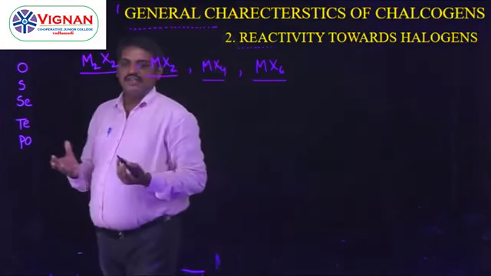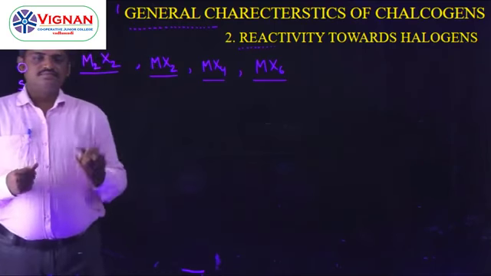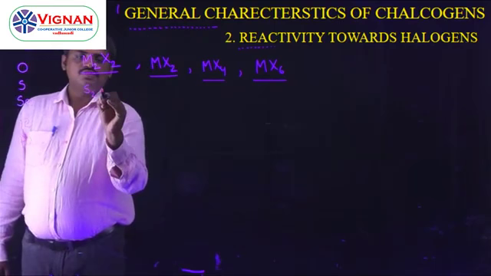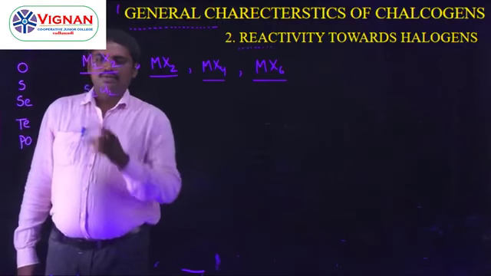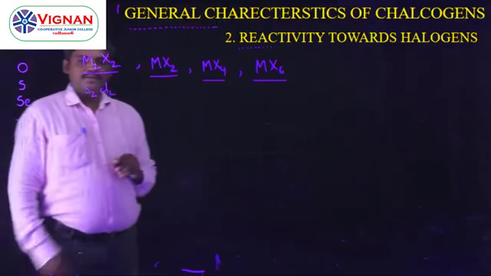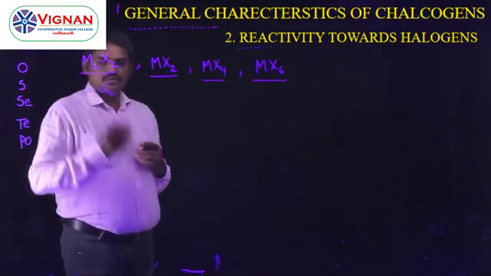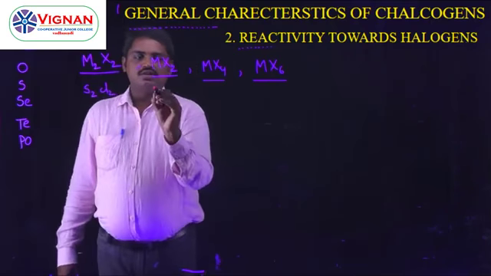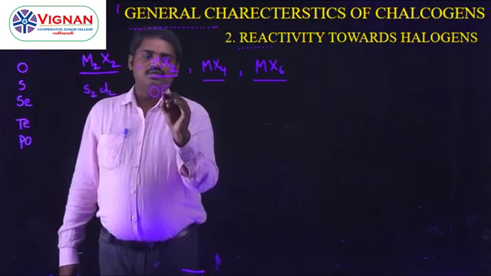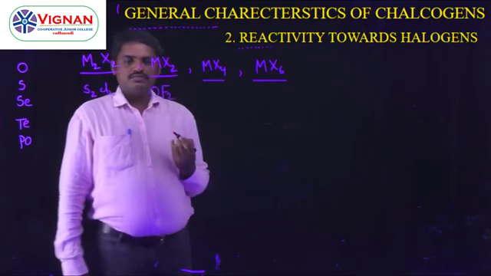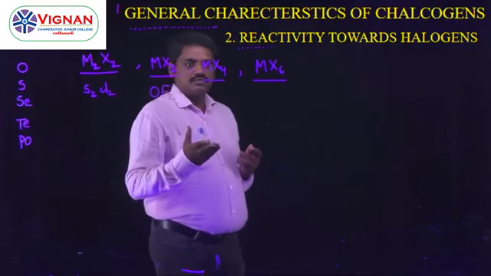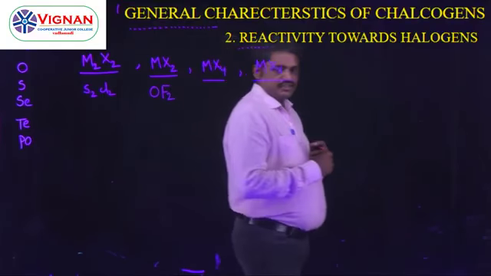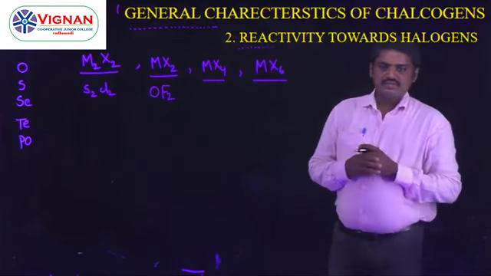Some of the examples are taken. For example, S2Cl2. Sulfur is a 16th group element, it reacts with chlorine to produce this type of halide. And next one, oxygen forms OF2. Oxygen does not form MX4 and MX6 type of halides. Why? What is the reason?